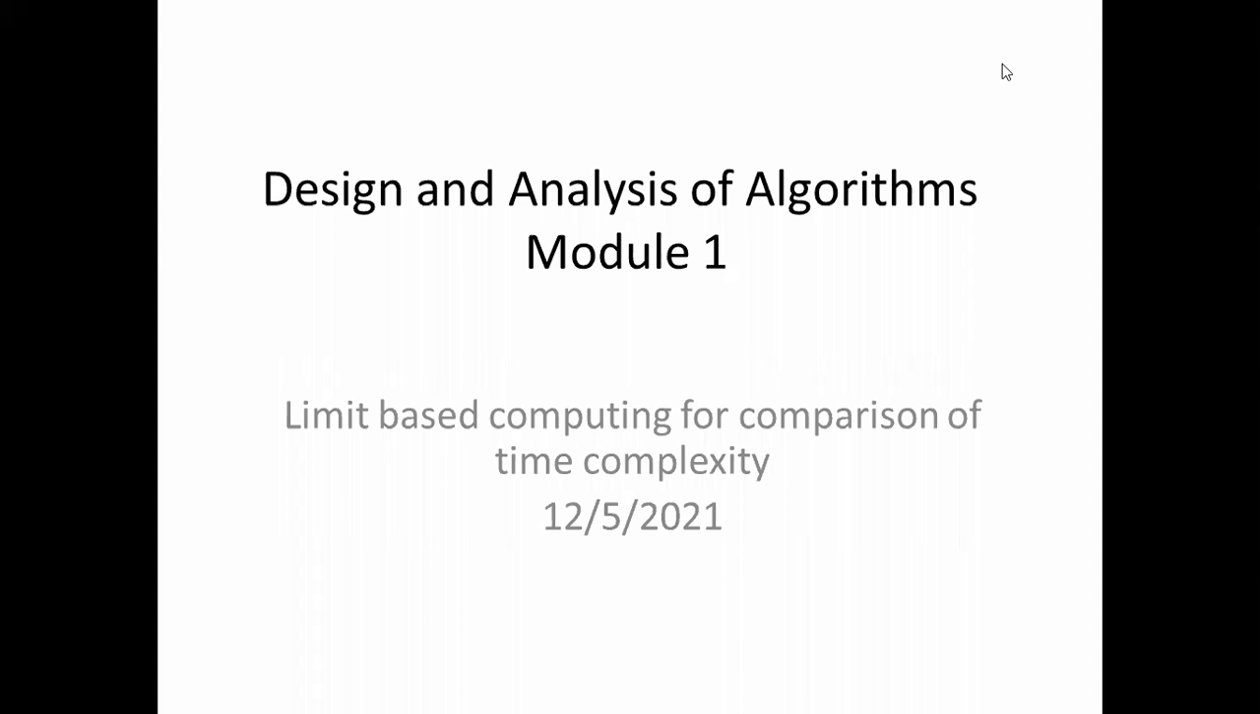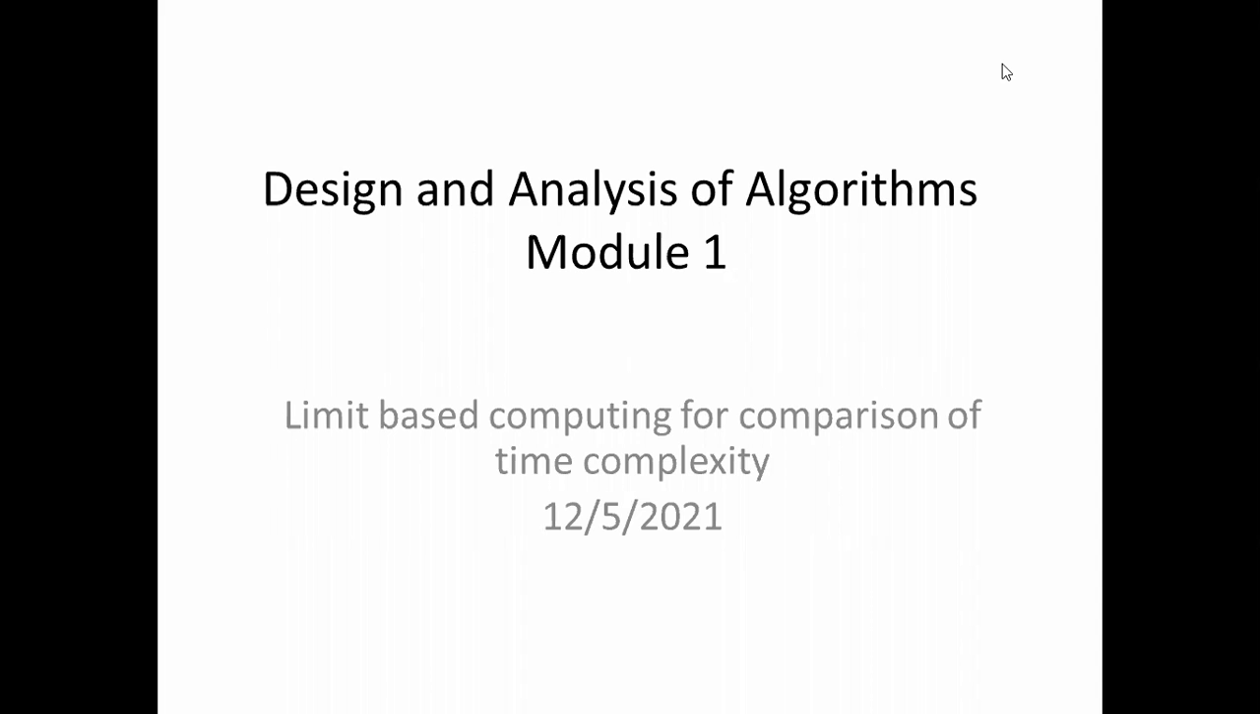In the last class, we have learnt about asymptotic notations, right? Big O, big omega, and big theta. Big O represents smaller order of growth, omega represents larger order of growth, and theta represents same order of growth. We have seen that, right?